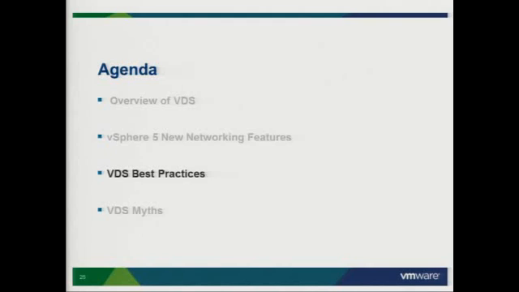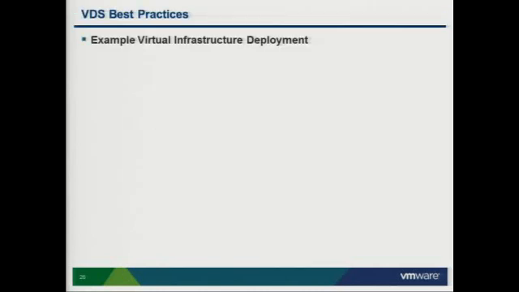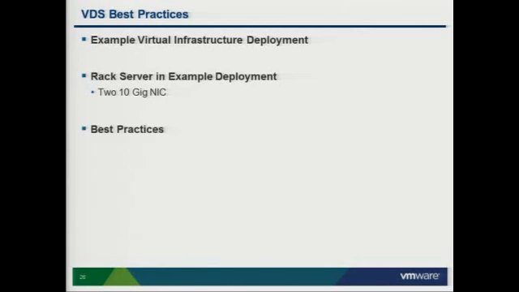So let's look at the VDS best practices. I will take an example deployment and talk about how you can design the distributed switch configuration for it, and what things you need to consider in terms of best practices. This is the example virtual infrastructure deployment, which has rack servers in a 2 x 10 gig environment. I know some of you have more than 2 x 10 gigs, but I want to address, if you have 2 x 10 gig network interface card deployment, what the best practices are, and what you need to consider in terms of physical switch setup, in terms of configuring the physical switch and all that stuff.